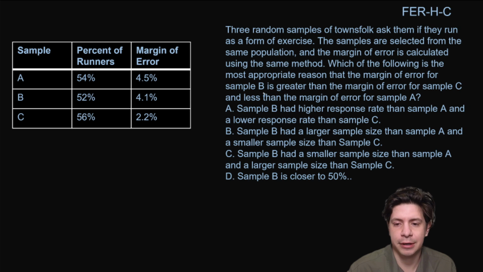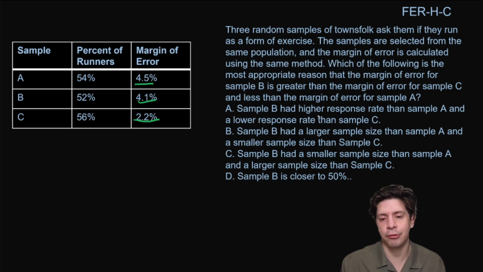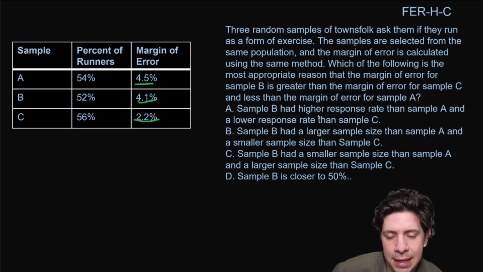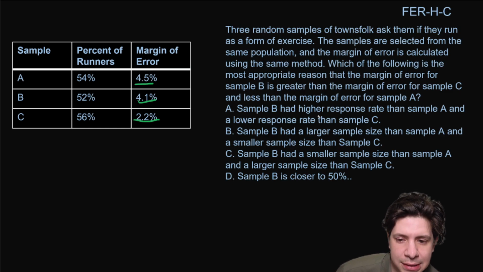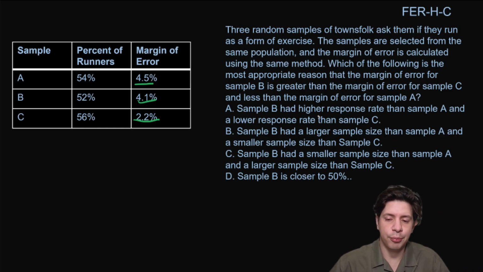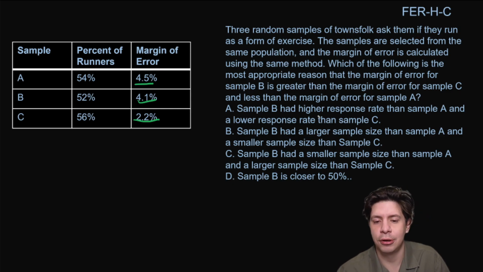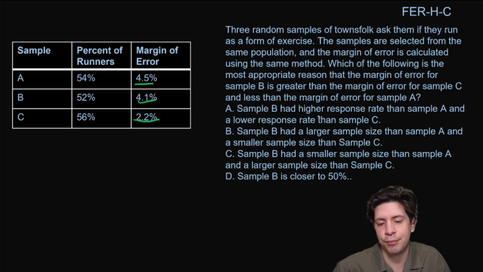Okay, so margin of error for sample B, right, is greater than C, but less than A. Why would that be, right? A, sample B had higher response rate than sample A and a lower response rate than sample C. B, sample B had a larger sample size than sample A and a smaller sample size than sample C. C, sample B had a smaller sample size than sample A and a larger sample size than sample C. And D, sample B is closer to 50%.